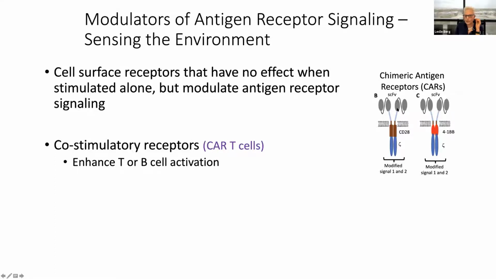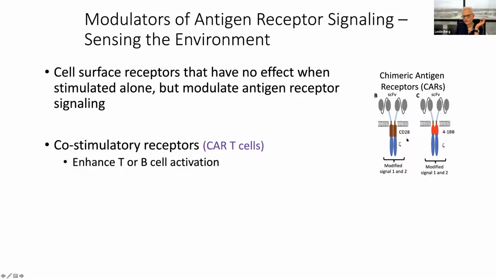And then in order to elicit a function out of the T cell, in most cases, these are engineered into cytotoxic T cells to cause them to bind to a tumor and kill the tumor cell. They've engineered in their cytoplasmic tail signaling domains stolen from the T cell receptor as well as a co-stimulatory receptor.